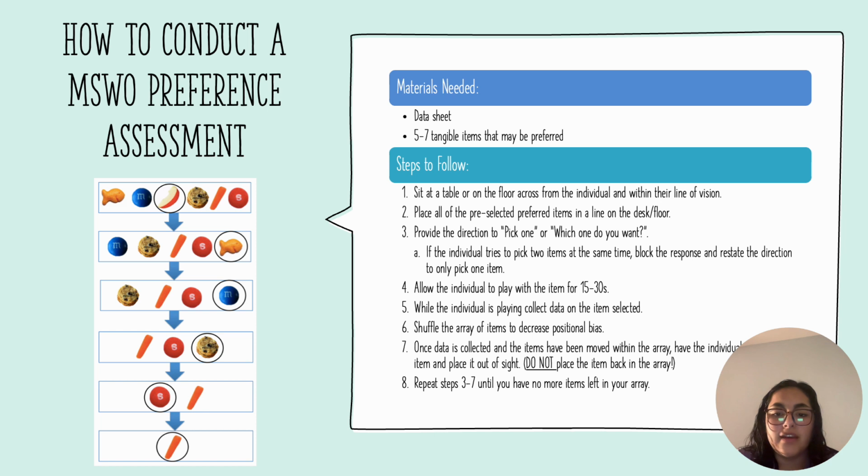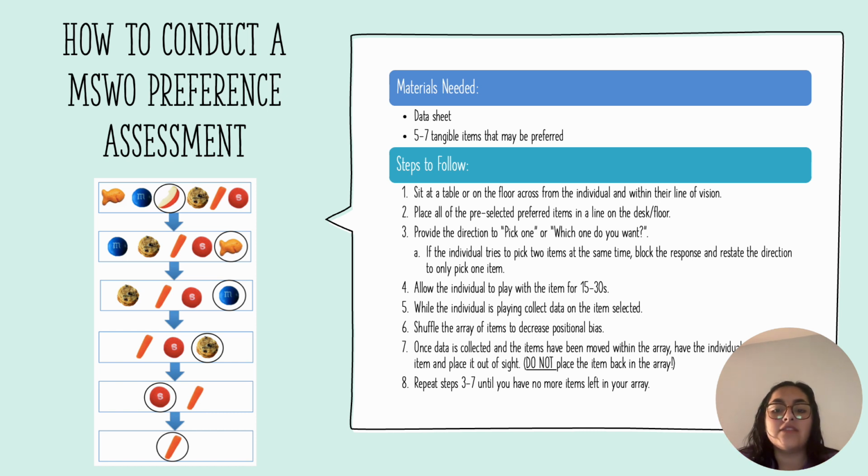I've seen people also use clipboards or just their hand to block the response and then just restate again. Once they've picked an item, allow the individual to play with the item for 15 to 30 seconds. Within this time, collect data on the item that was selected and shuffle the array of items to decrease positional bias. Once data is collected and the items have been moved in the array, have the individual relinquish the item and place it out of sight.